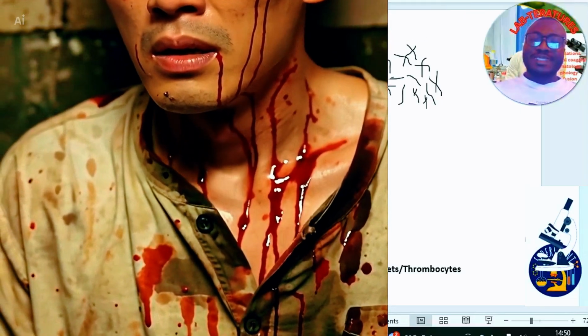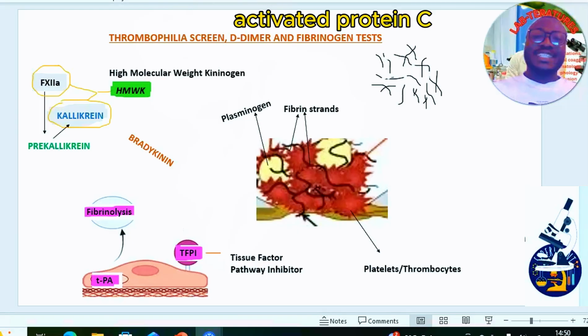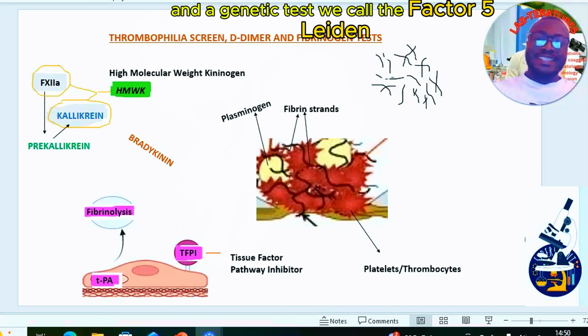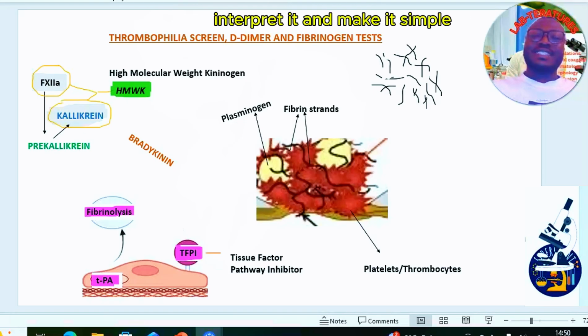These are the antithrombin test. You have the protein S, the protein C, activated protein C, and a genetic test we call the factor V Leiden. You will join each of these together, interpret it and make it simple, and understand how these tests relate to a clinical status. Lovely.